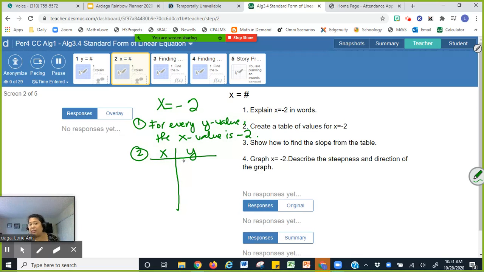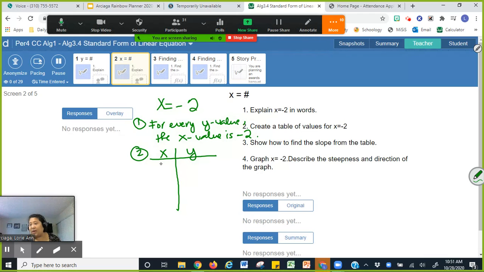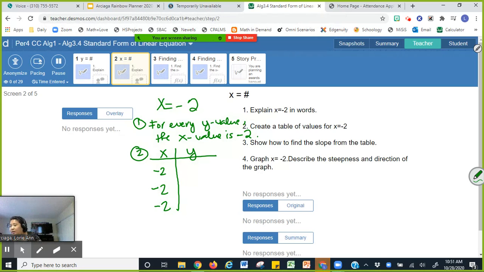Now, can somebody tell me what I should put under x? We wrote in number 1. Very good, Juliet and Justin. Awesome. I can see you guys are getting this. You respond faster when you're not typing on screen, huh? I'm going to go back to old school, paper and pen. So -2, -2, -2.